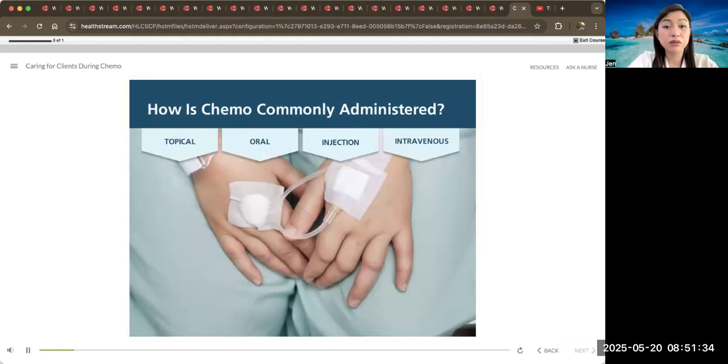How is chemo commonly administered? So, there are four ways: there's topical, oral, injection, and intravenous. Here at the clinic, I usually give intravenous and injection because oral, they can take it at home. Topical, they can do it at home as well.